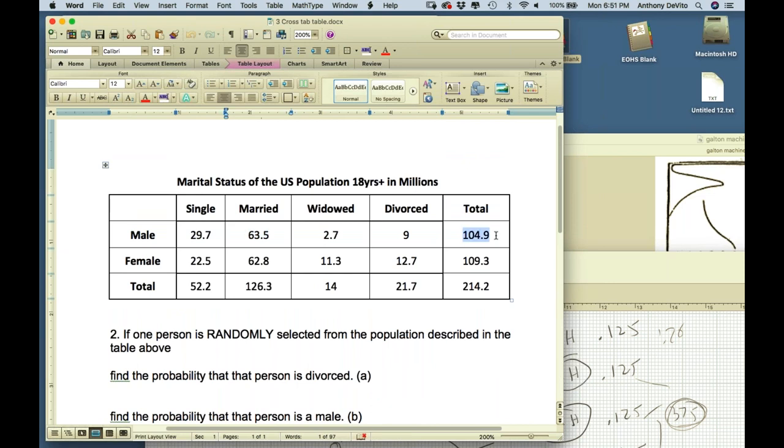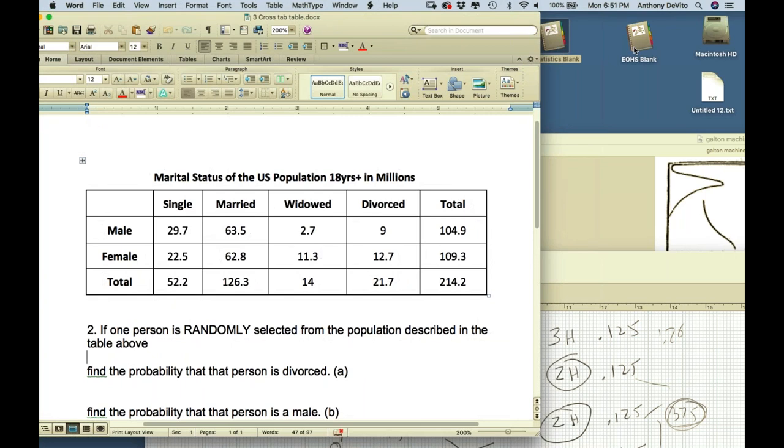Out of 104.9, right? Because we only are considering males. Given that he's male, which puts him in this group, what's the probability he's married? So it's 63 over 104. Okay, how is that different? That's a conditional probability.